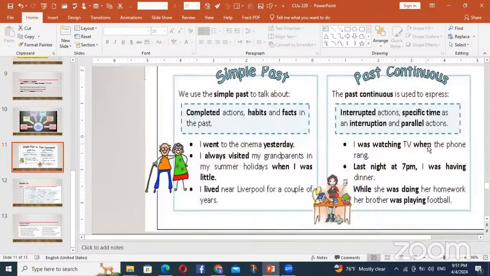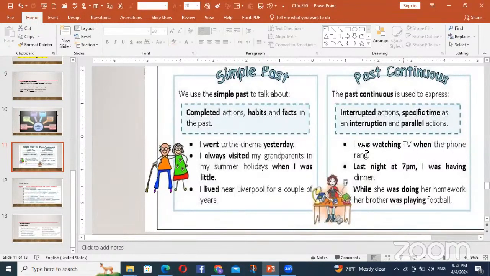Okay, let's see this one. So simple past again, and this is the past continuous. Look at the chart here. We use the simple past to talk about completed actions, habits, and effects in the past. Completed means finished. I went to the cinema yesterday. I always visited my grandparents in my summer holidays when I was little. I lived near Liverpool for a couple of years. But what about the past continuous? The past continuous is used to express an interrupted action, a specific time, an interruption, and parallel actions. It means that we have these actions continuing over time and the past simple comes in the middle.